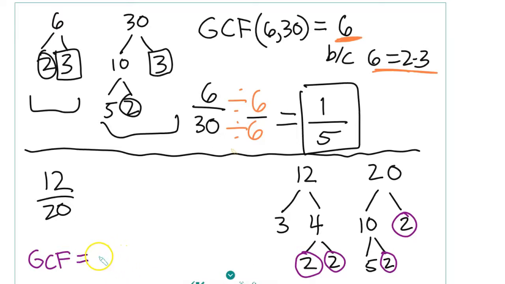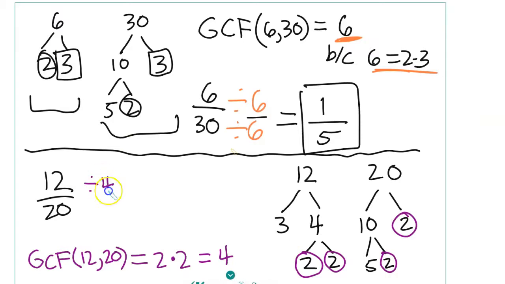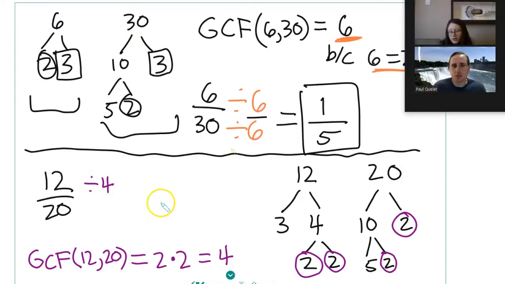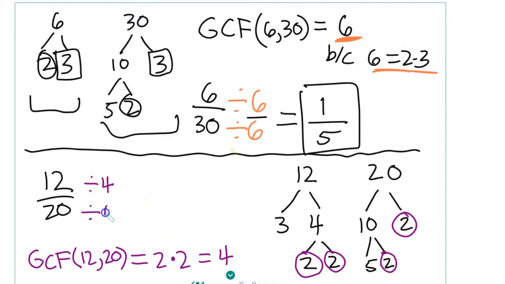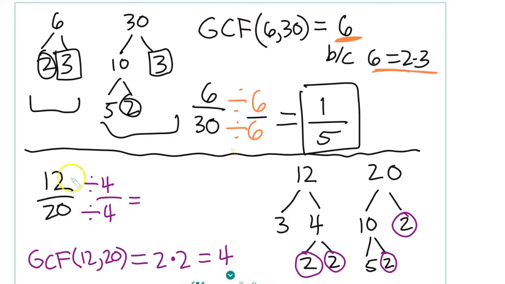Well, our greatest common factor of 12 and 20 is going to be 2 times 2, which is what number? 4. Now let your brain think for a second. Can you divide 4 into 12 evenly, without remainder, without a decimal? Yes, you can. Can you divide 4 into 20 without remainder, without a decimal? Yes, you can. And when you do that, what happens? 12 divided by 4 is what?